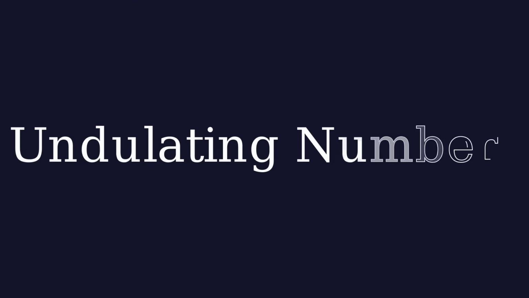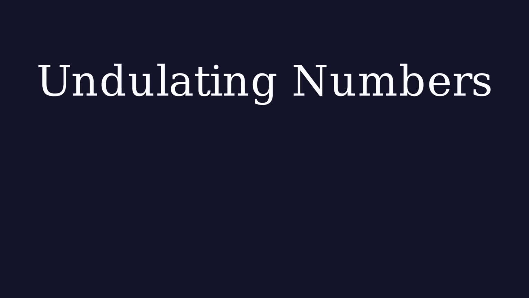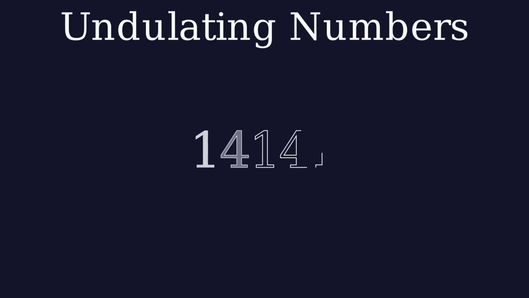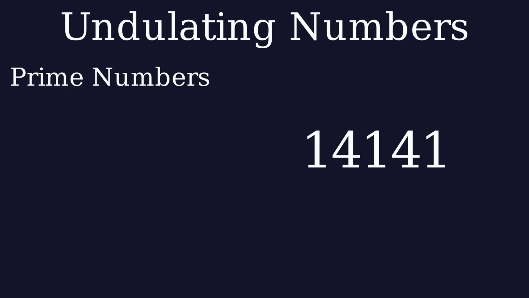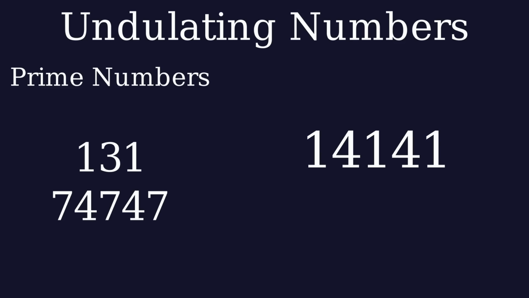Undulating numbers are numbers that alternate between two digits. For example, 14141 is an undulating number. Some prime numbers can also be undulating, like 131 or 74,747, which are both prime and undulating. Prime numbers that are also undulating always have odd numbers of digits and are not that uncommon.